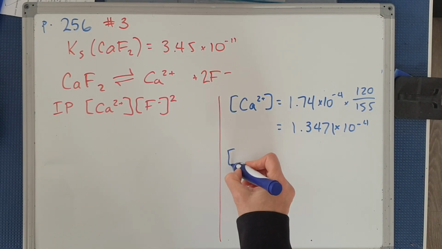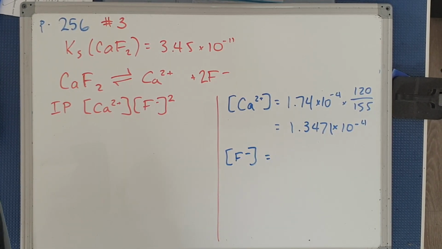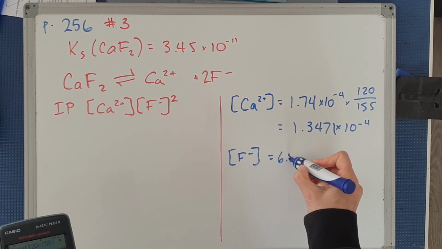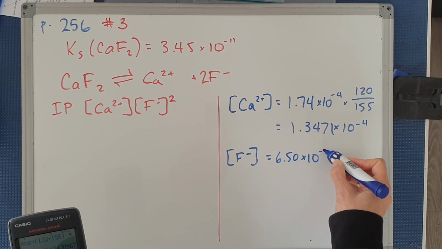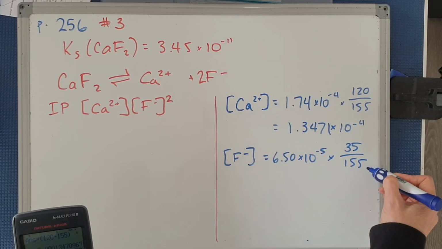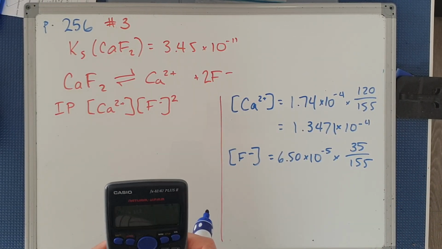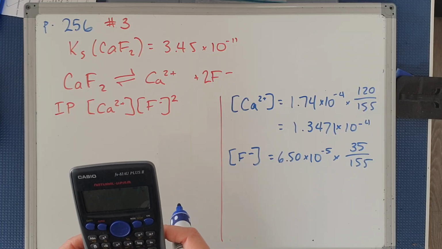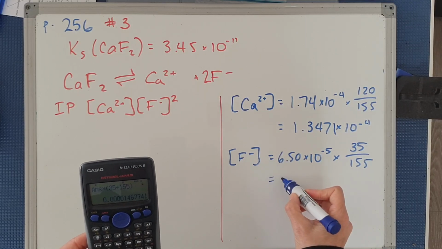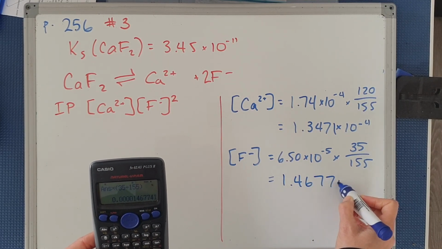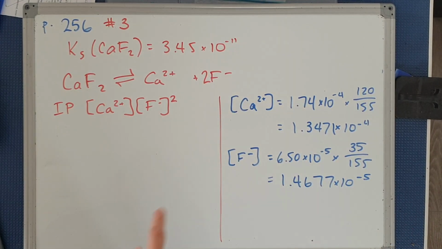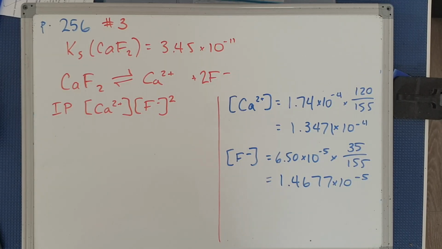That is going to be plugged in over here. Now I need my fluoride ions. So my concentration of my fluoride is coming from the 35 mils I had of 6.5 times 10 to the negative 5. We've diluted it down, so it was a very small amount in a much larger volume. So I'm going to put that in my calculator and find the new concentration: 1.4677 times 10 to the negative 5. So these are the two values that I'm going to bring over here and plug into my IP expression.